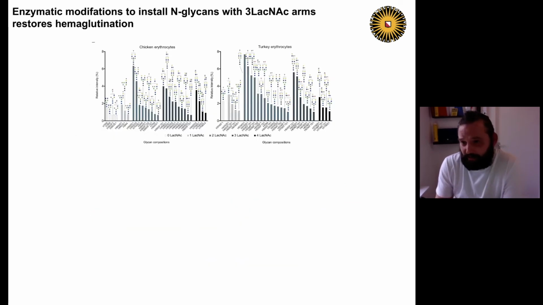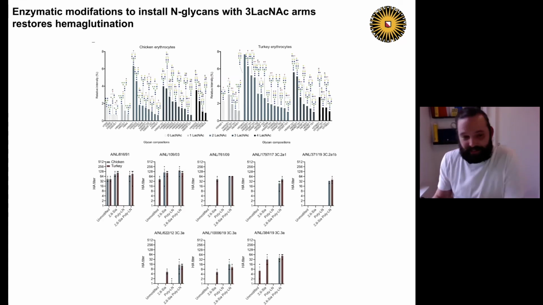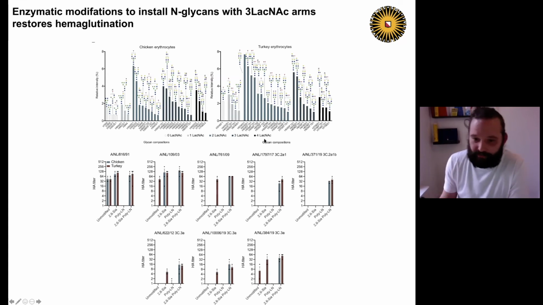We first tested what kind of N-glycans we actually put on the erythrocytes. And indeed, for chicken erythrocytes, we are now able to make N-glycans that have 4 LacNAc repeats on their arms. So that's an increase. Also for turkey erythrocytes, we saw an increase in the relative abundance of glycans with longer arms. But actually, we were a little bit disappointed, because we hoped that we would make massive amounts of N-glycans with increasing arm length. But in the meantime, we were testing these erythrocytes.